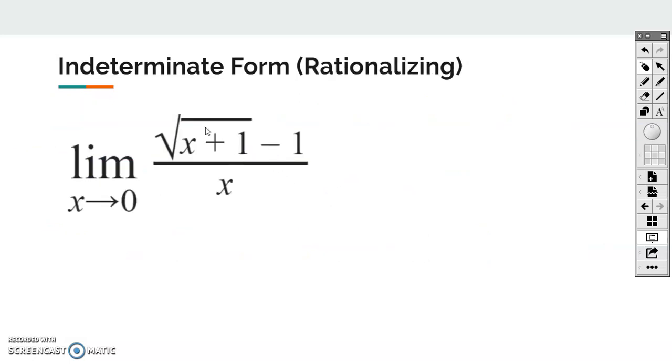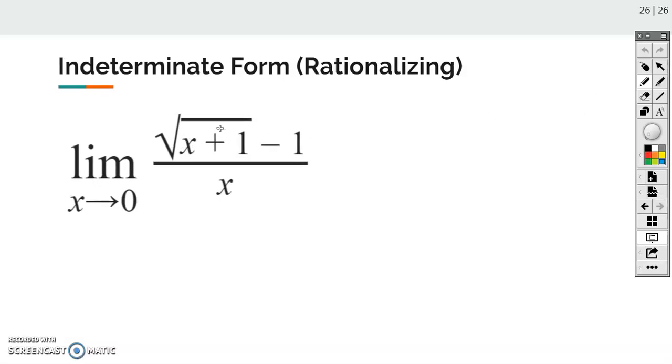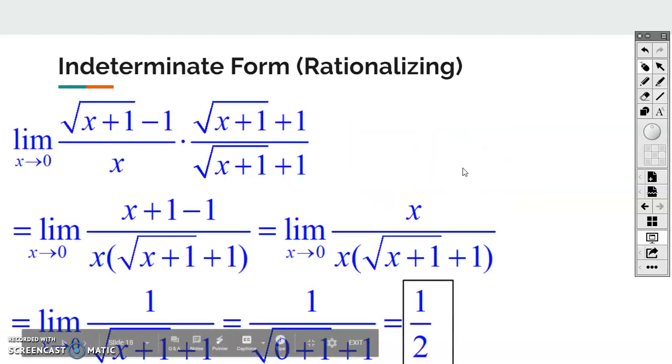If you have a square root that you're trying to get rid of, one way that you can do that is with the conjugate. So the conjugate of the square root of x plus 1 minus 1 would be the square root of x plus 1 plus 1. So I'd multiply that on the top and the bottom. Again, I've got it all worked out here.